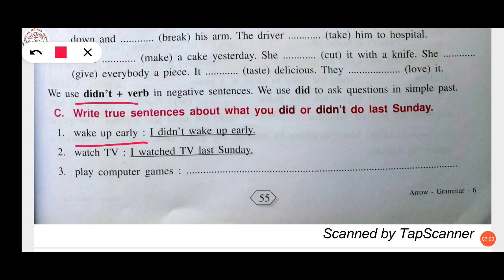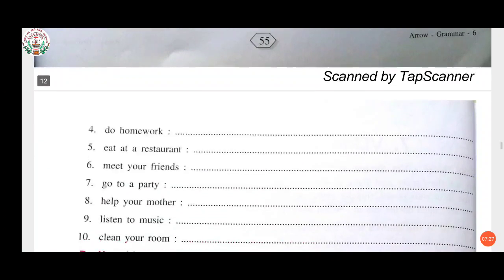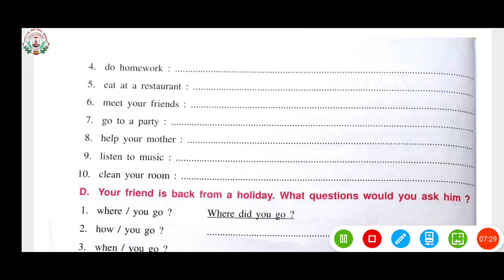Now third is play computer games. Third is play computer games, and that is changed to I did play computer games. You can use did or didn't. So here what we are using, I did play computer games. Now the next is fourth one, that is do homework.